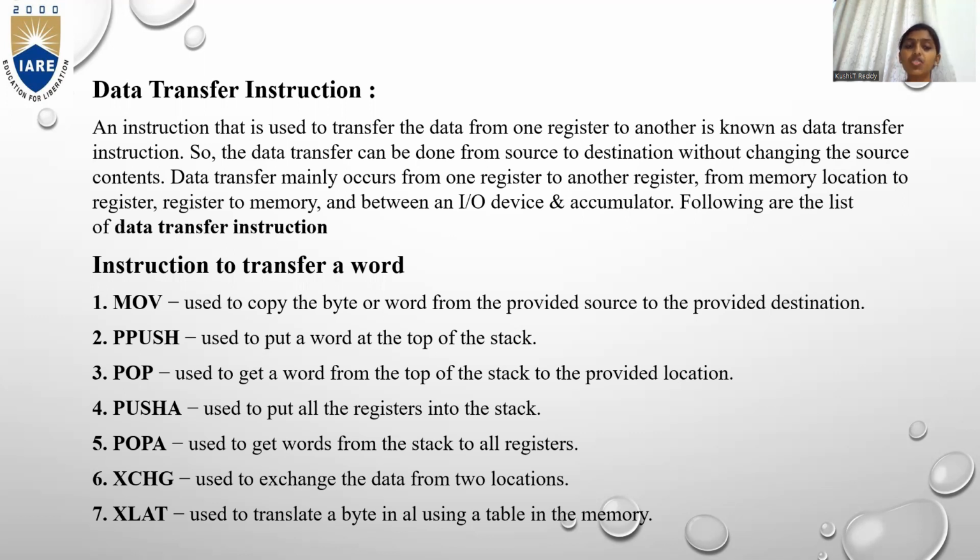Following is the list of data transfer instructions. MOV is used to copy the byte or a word from the provided source to the provided destination. PUSH is used to put a word at the top of the stack. POP is used to get a word from the top of the stack to the provided location. PUSHA is used to put all registers into the stack. POPA is used to get words from the stack to all registers. XCHG is used to exchange the data from two locations. XLAT is used to translate a byte in AL using a table in the memory.